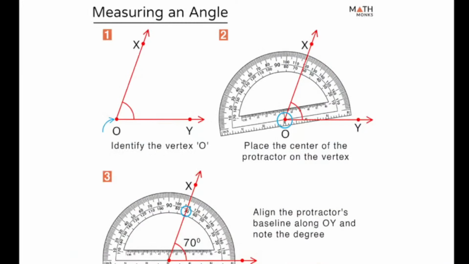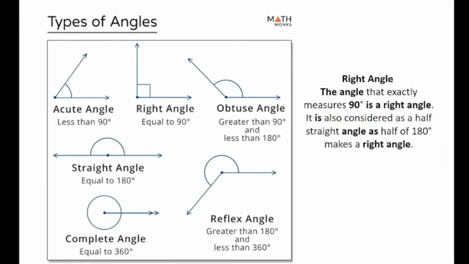When you measure an angle, you need to identify a vertex. So here, as you can see, step one is vertex is O. And step two for measuring an angle, place the center of the protractor on the vertex. Okay, what's step three? Align the protractor's baseline along OY and note the degree. This is exactly what's taking place. Next slide. Types of angles.